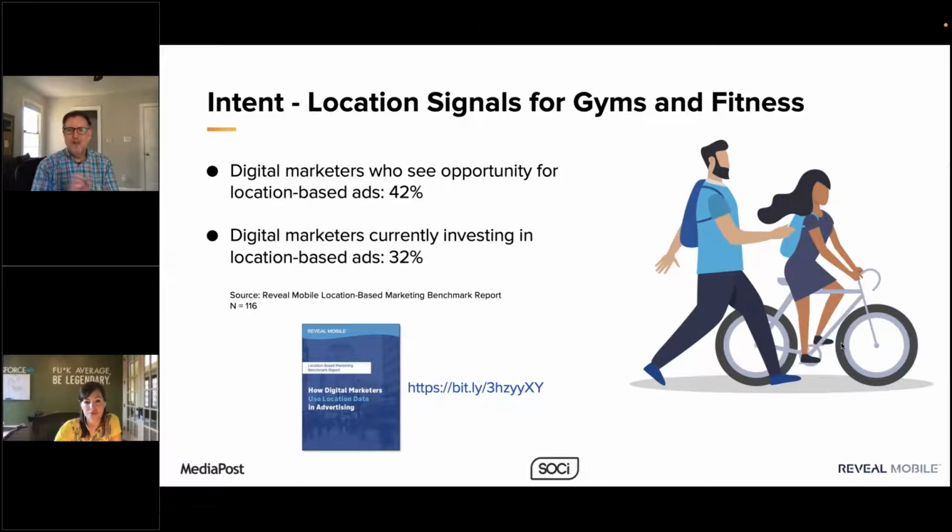All verticals are thinking about location-based advertising, and if you're in that 42% category conceptually, but in that 32% actively, I would encourage you to think about, again, seeing the opportunity and seizing the opportunity and using location data as a way to really acquire customers based on the way our shopping habits have changed recently.